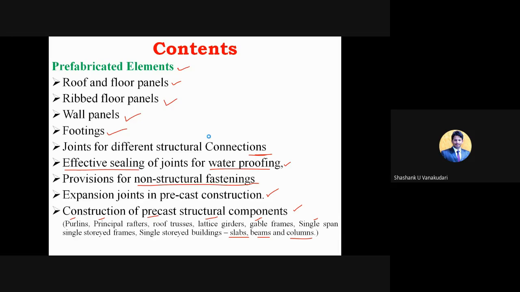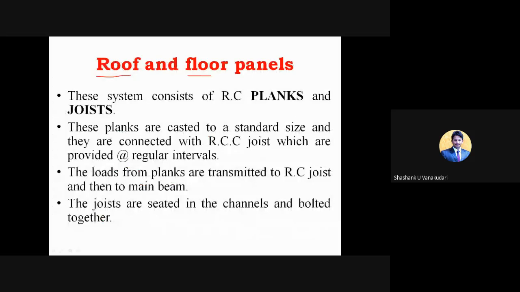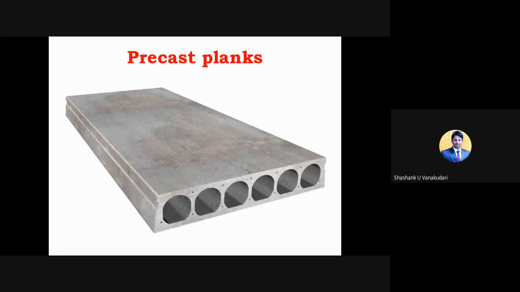Roof and floor panels. The first structural element we'll study is roof as well as floor panels. This system consists of RC planks as well as joists. RC planks are the horizontal members. They act as the platform for the slab, and they have certain gaps in between the structures. These RC planks provide a clean surface on top of the structures, and within them there are hollow portions.